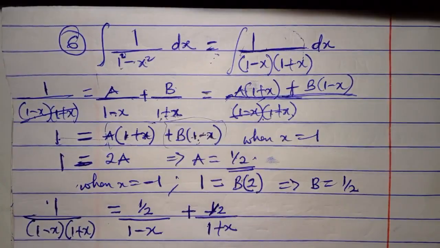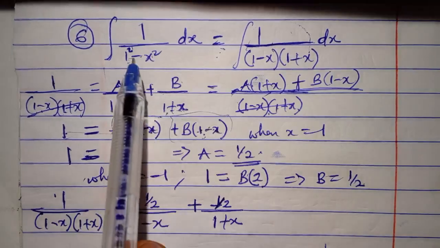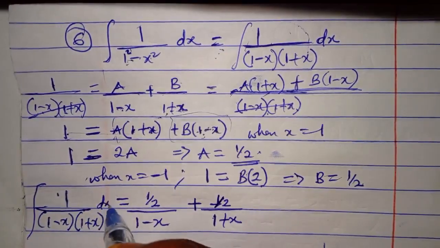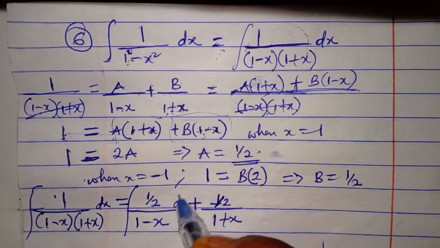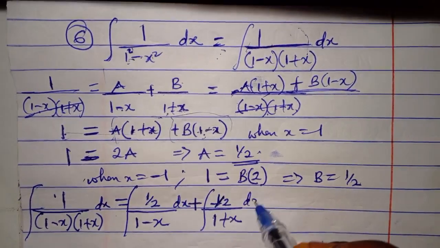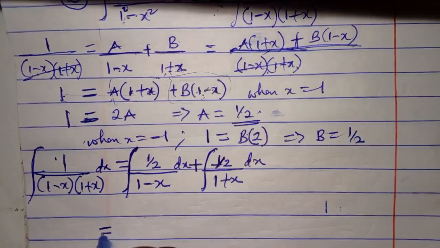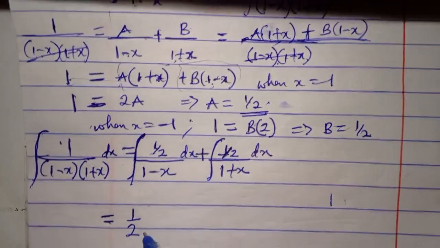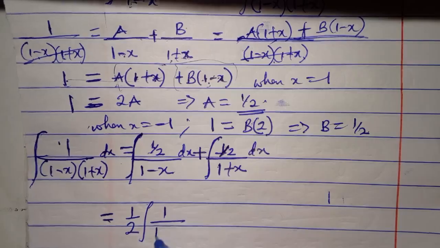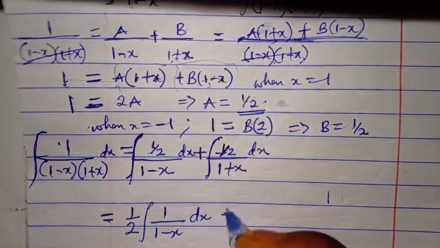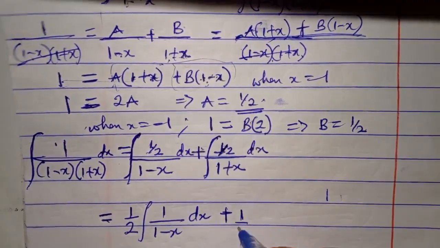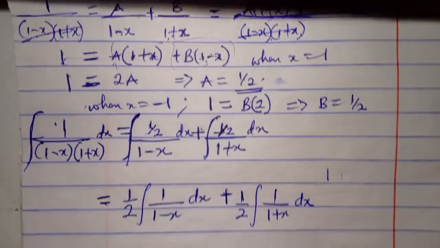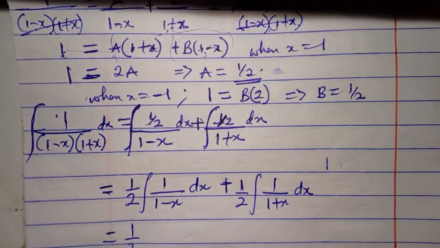So it's very straightforward. This is the same thing as this. So if I say the integral of this dx, I'm saying the integral of this dx plus the integral of this dx. You get the point. So let me push the 1 half outside. 1 all over 2 into the integral of 1 all over 1 minus x dx, plus if I push this one outside, it's still 1 over 2, so the integral of 1 all over 1 plus x dx.